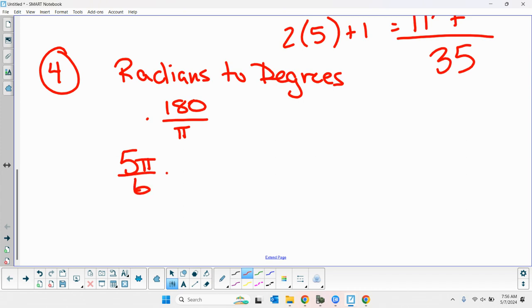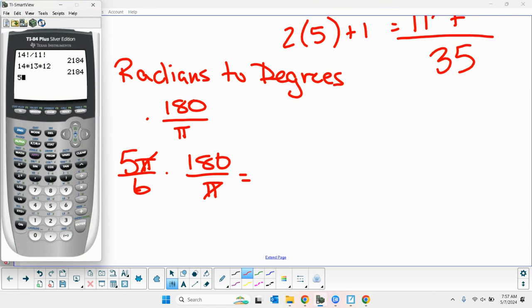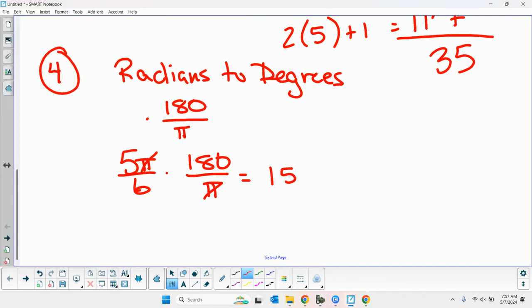So we go times 180 over pi, because what do we want to cancel out? The pi's, right? And then we just do in our calculator, 5 times 180, go straight across, not cross multiply, 5 straight across times 180, then divide by 6. Okay, so it'd be 150 degrees, which was letter E.